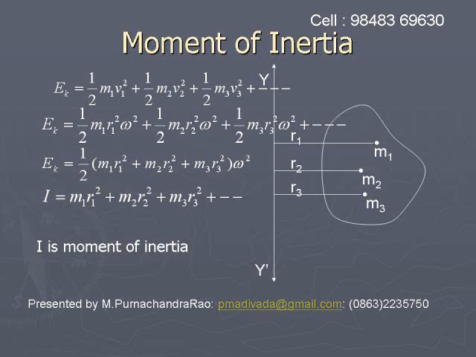Here the term inside the brackets, m1 r1 square plus m2 r2 square plus m3 r3 square plus so on, is indicated by the letter capital I, and it is known as the moment of inertia of the body. Hence, the kinetic energy reduces to the form Ek is equal to half I omega square.